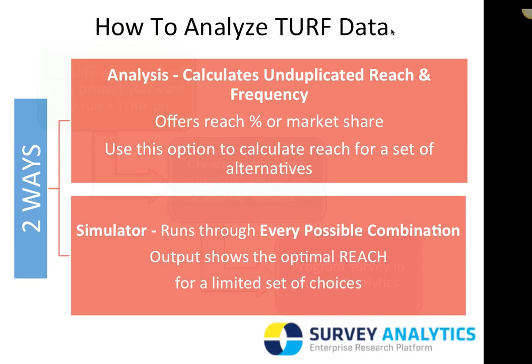To analyze the TURF data, there's 2 ways that you can do this. The first way is through our system. We have an analysis tool, and what it does, it calculates the unduplicated reach and frequency, and it offers the reach percentage or the market share. And for this, you can use this option to calculate the reach for a set of alternatives. The second option is that you can run a simulator, and it runs through every possible combination. And so the output shows the optimal reach for a limited set of choices.